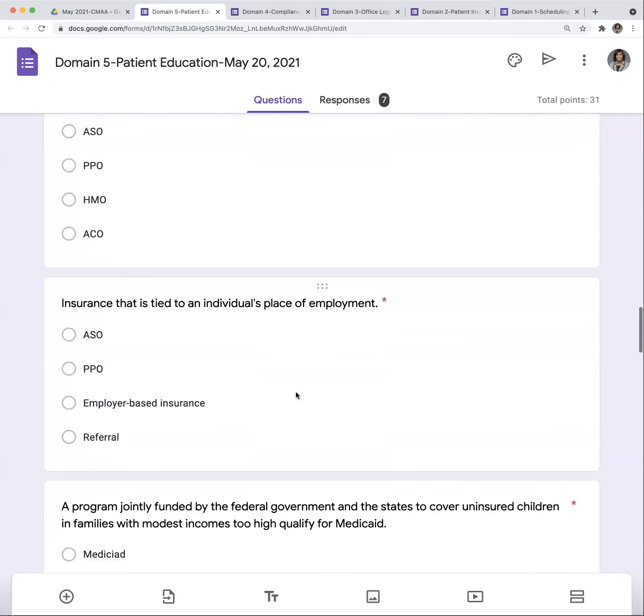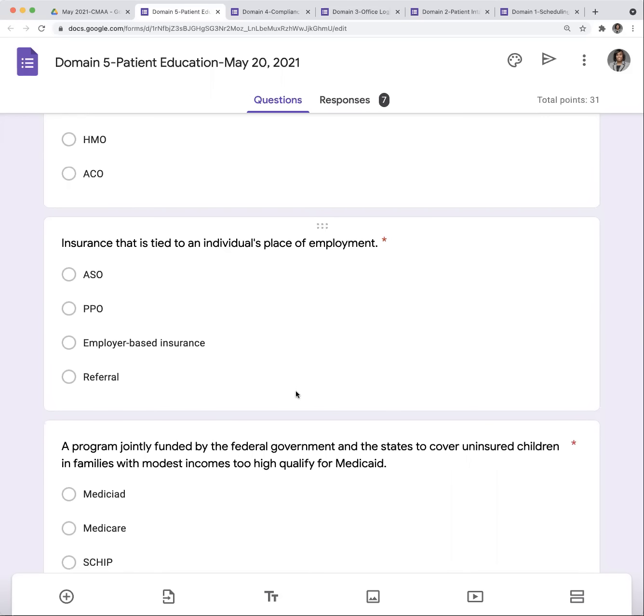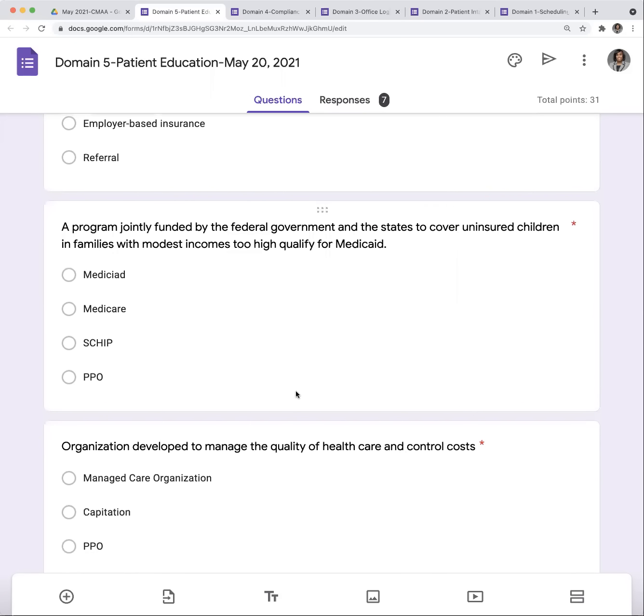Insurance that is tied to an individual's place of employment. Employer-based insurance. Program run jointly by the federal government and the states to cover uninsured children. SCHIP. The S-CHIP.